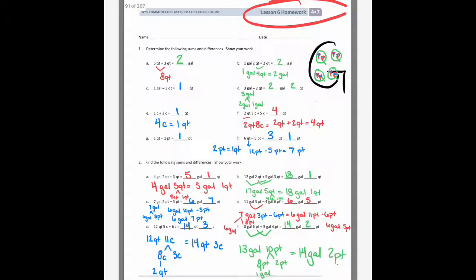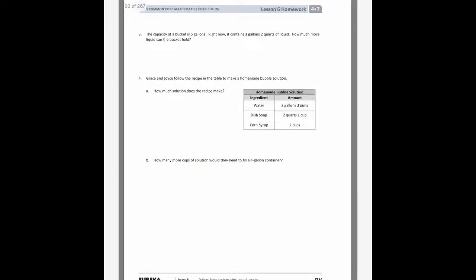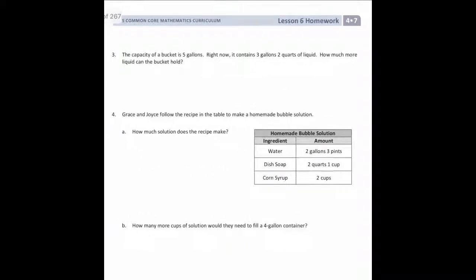All right, let's move on to the back. Okay, it says the capacity of a bucket is 5 gallons. Right now it contains 3 gallons and 2 quarts of liquid. How much more liquid can the bucket hold? Well, if I want to figure out the amount of space that I have left to use, I'm going to take the total, so 5 gallons, and I'm going to subtract 3 gallons and 2 quarts.